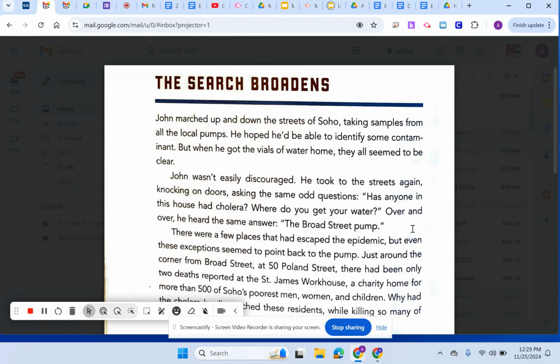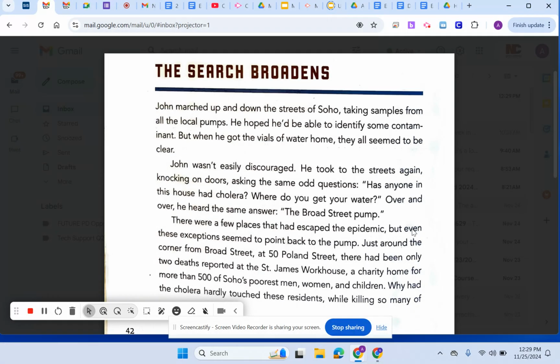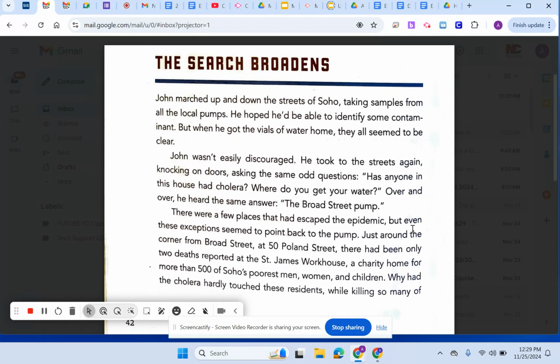The last section we will read for today is The Search Broadens, on page 42 at the bottom. John marched up and down the streets of Soho, taking samples from all the local pumps. He hoped he'd be able to identify some contaminant. But when he got the vials of water home, they all seemed to be clear.